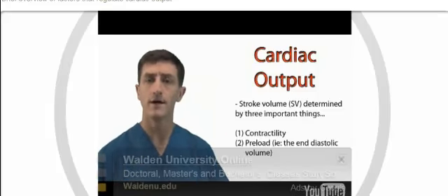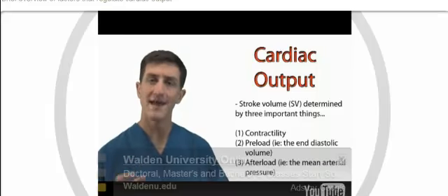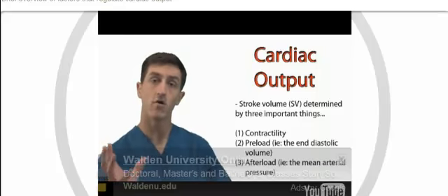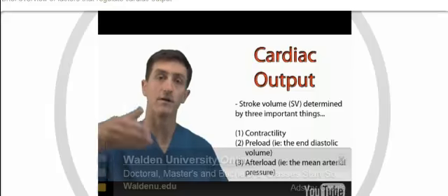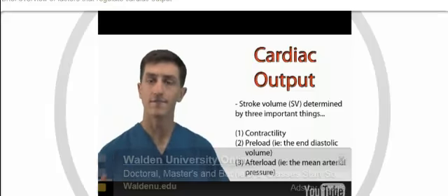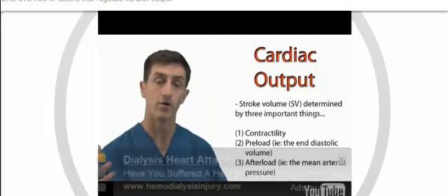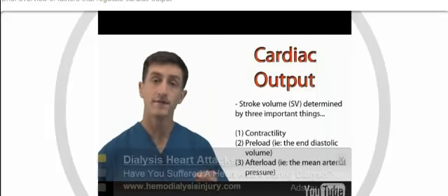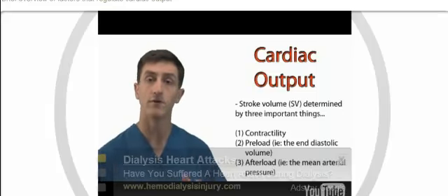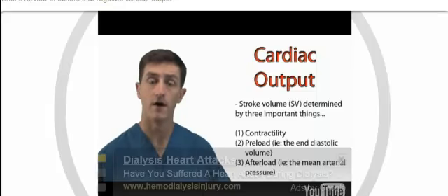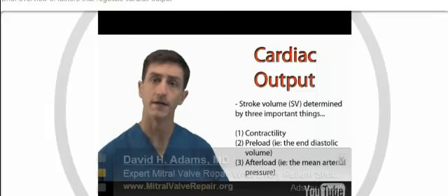The third component is what's known as afterload. Afterload is the pressure the heart must overcome to eject that blood into the rest of the body. This is basically the mean arterial pressure, which is a component of the blood pressure. So these are the key and important elements of the cardiac output. In future videos, we'll talk a little bit about why the cardiac output is such an important physiological topic to discuss when talking about different diseases of the heart and vasculature. Thank you.